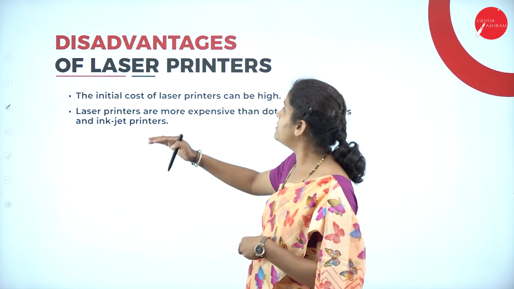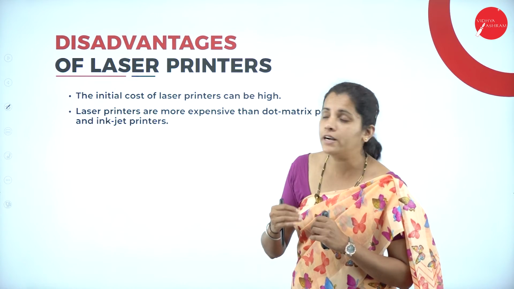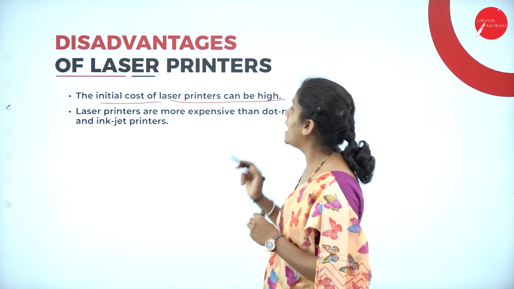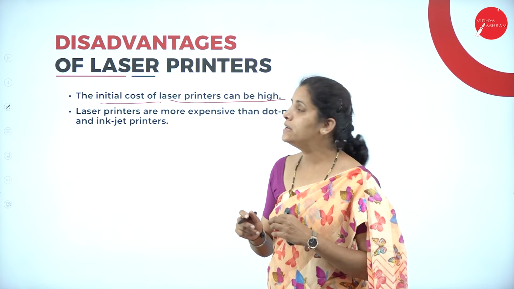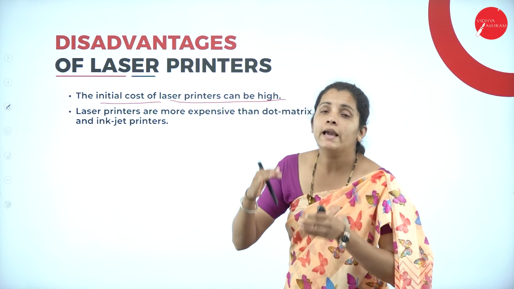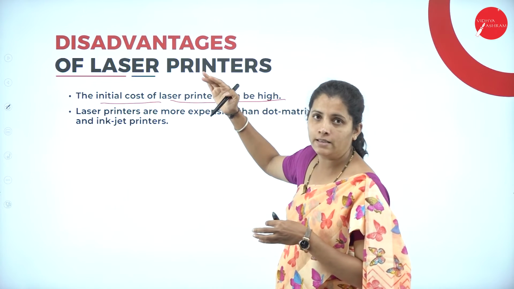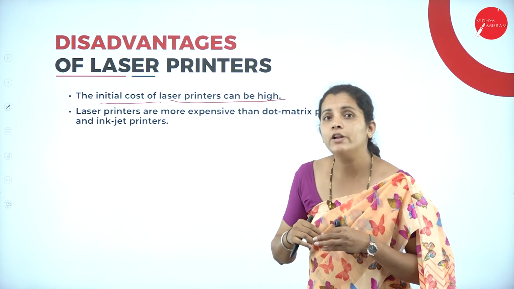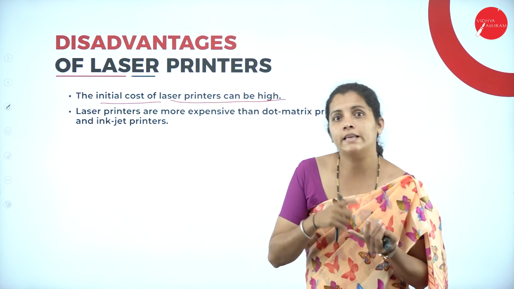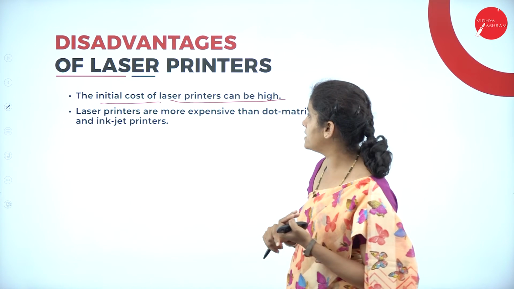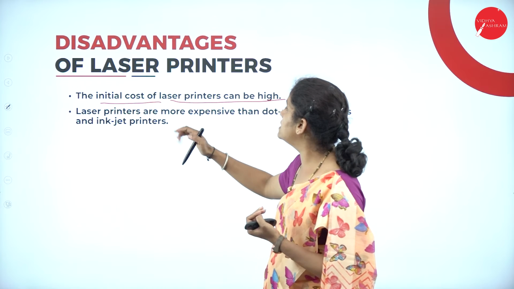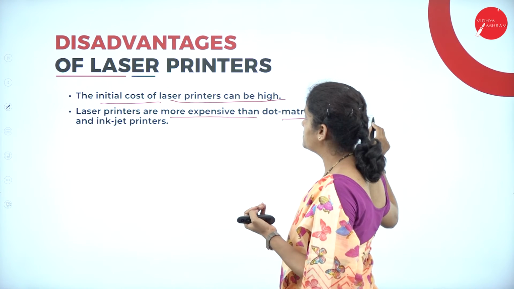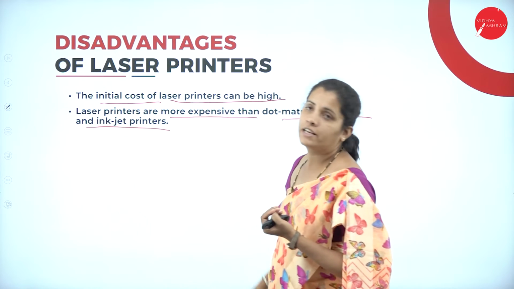Moving on to the disadvantage. What is the disadvantage? The initial cost of a laser printer can be high. That means while buying any laser printer, the cost is high compared to other printers like inkjet and dot matrix. Laser printers are more expensive than dot matrix printers and inkjet printers.